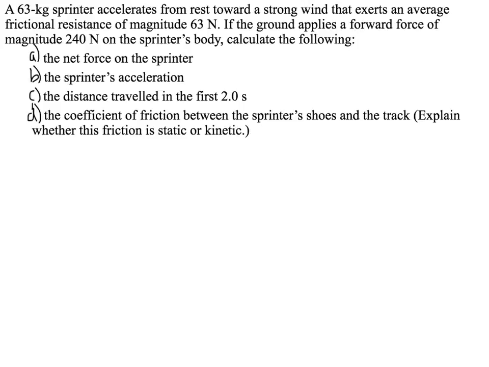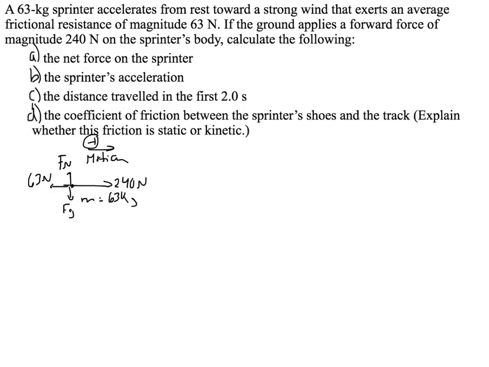So we're going to say in all cases, this way is going to be motion, and we'll say that's positive. So my free body diagram is going to look like this. We're going to have 240 newtons going that way. We're going to have friction, air resistance friction, going the other way of 63 newtons. Now we have Fn and Fg, but they're going to cancel each other out. So we could write Fg and Fn, but for this question they're not going to matter. We also know the mass is 63 kilograms.